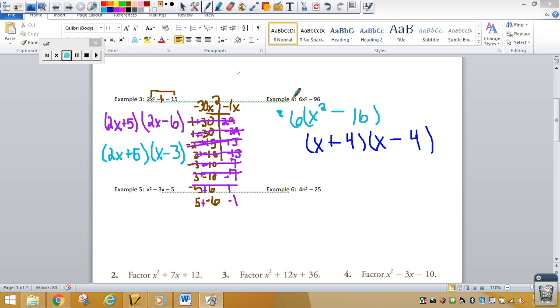Now there's one more thing I need to do. I took out a GCF, remember, so I'm going to bring that GCF down. So that's example 4. Alright, let's look at example 5.